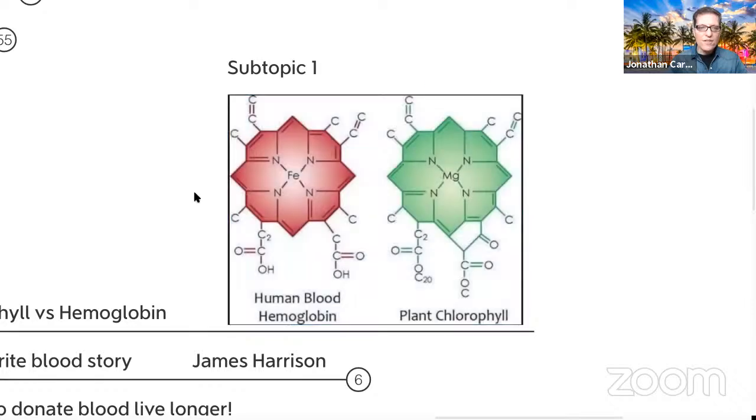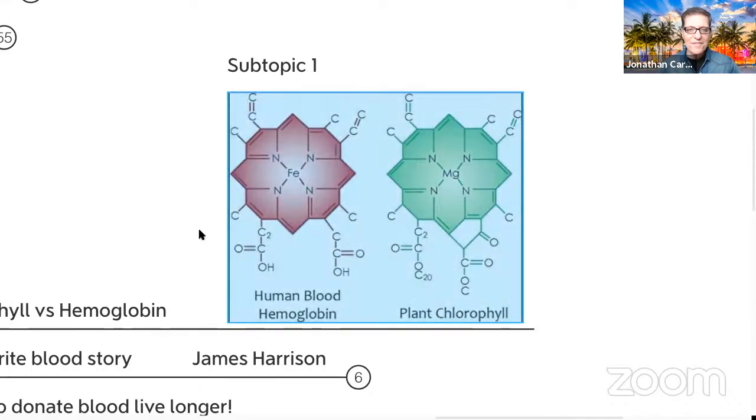So we know iron is what causes the blood to be red, because iron combined with oxygen is going to make it red. And probably, I don't know the answer, but there's probably something about the magnesium that is in some way responsible for making plants green. But isn't that something? How incredibly similar those are.